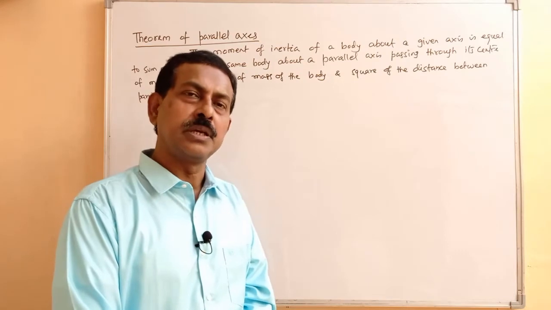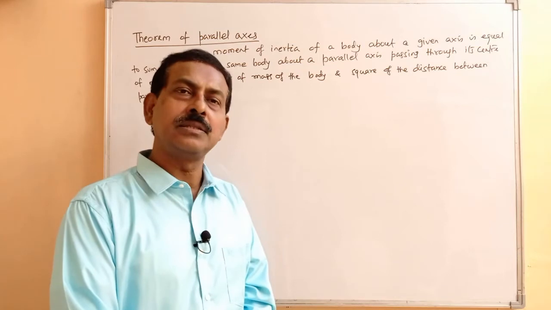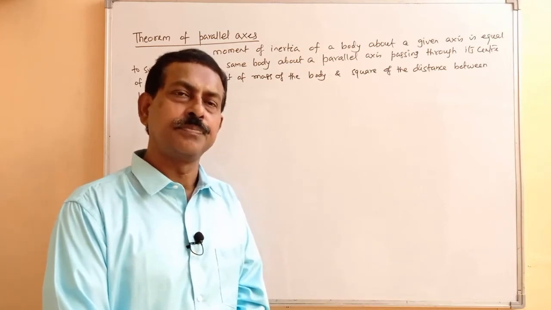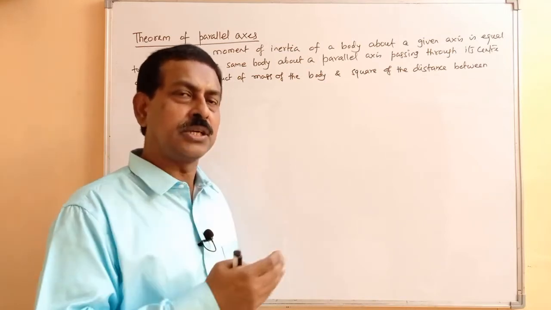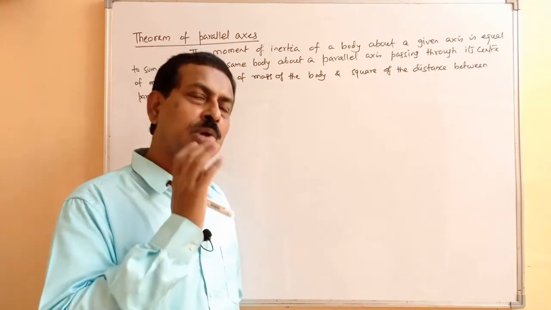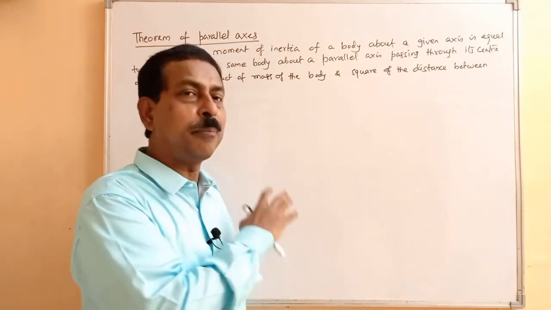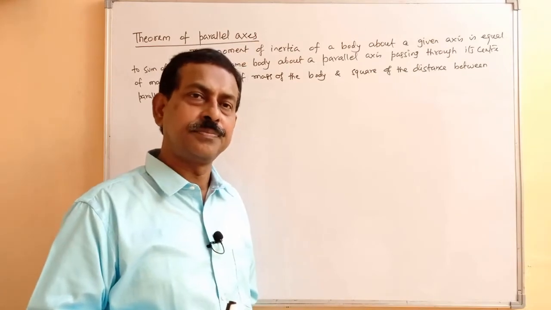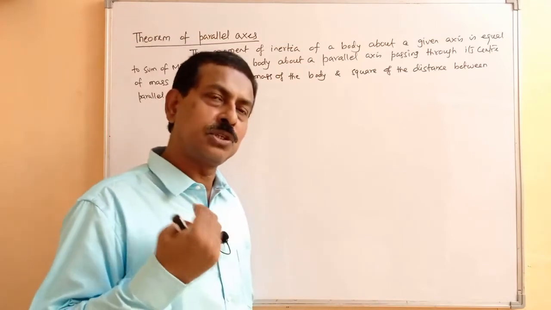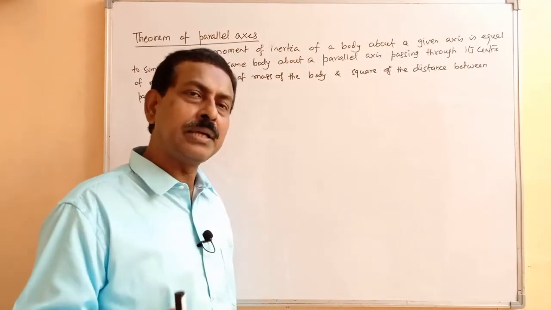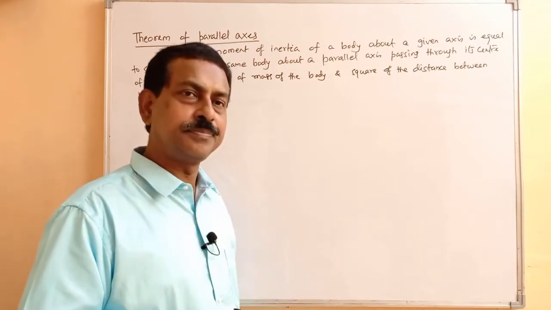There are two theorems in moment of inertia. One is theorem of parallel axis and other is the theorem of perpendicular axis. If you know the moment of inertia of a body about its center of mass, then you can find moment of inertia about any axis using the theorem of parallel and perpendicular axis. So let's first of all take what is this theorem of parallel axis and what is theorem of perpendicular axis, and then we'll apply it to find moment of inertia of any given body about any given axis.